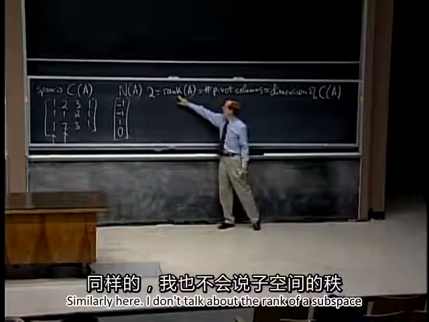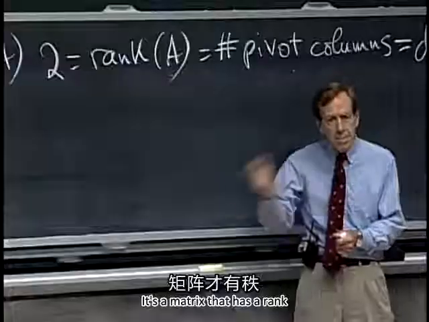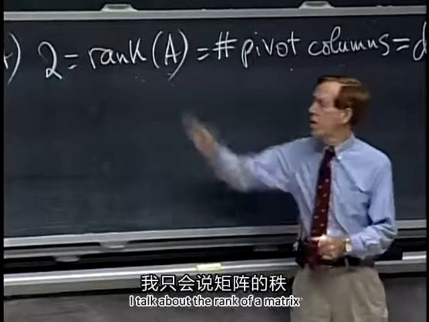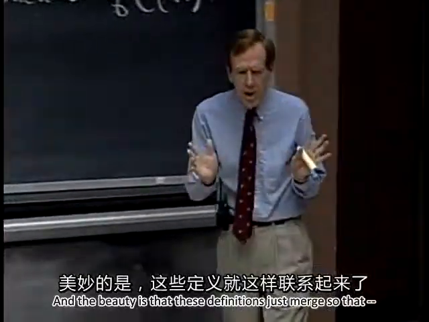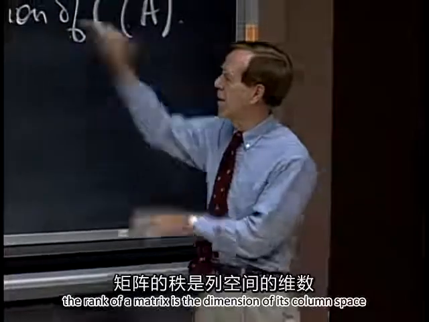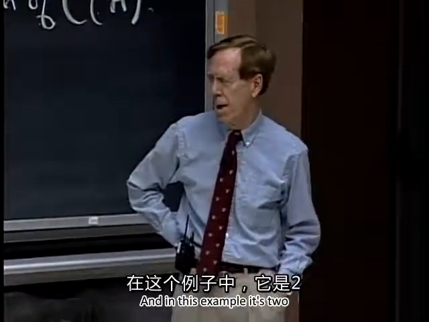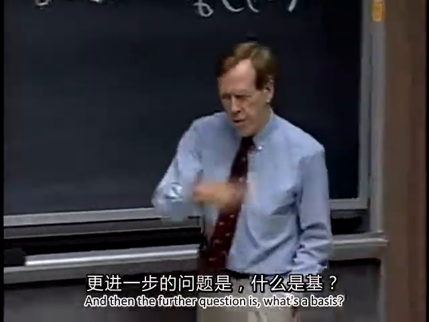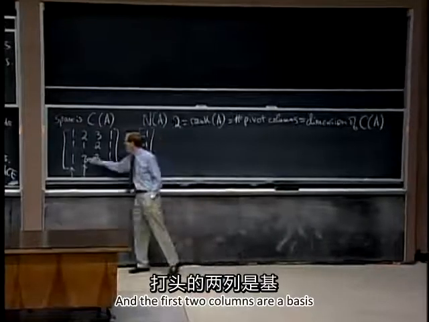Similarly here, I don't talk about the rank of a subspace. It's a matrix that has a rank. I talk about the rank of a matrix. And the beauty is that these definitions just merge, so that the rank of a matrix is the dimension of its column space, and in this example it's 2. And then the further question is, what's a basis? And the first 2 columns are a basis.